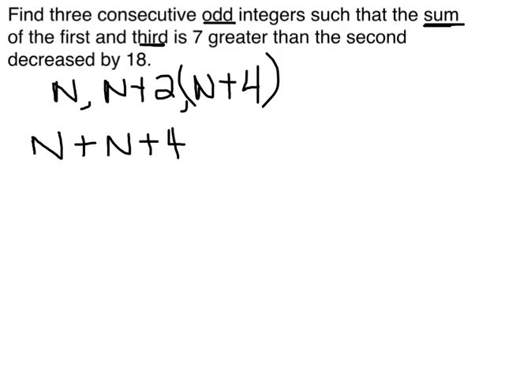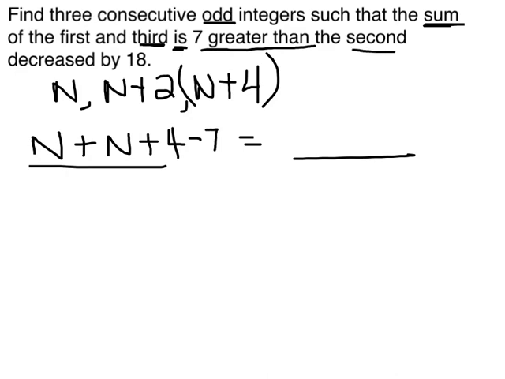So we don't have an equal here. We have is 7 greater than. So that means this side is 7 greater than this side. So to make them equal, I would have to subtract 7 from this side. Okay, and then the second, n plus 2 decreased by 18.